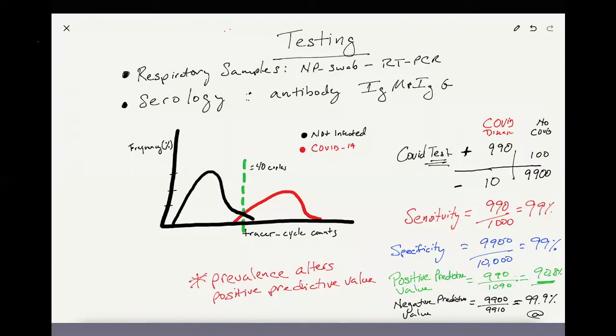And what really matters in making decisions and determining whether or not a test should be used for diagnosis, in particular, is the likelihood of a positive test result indicating that the disease is present, or the likelihood that a negative test result indicates that the disease is absent.